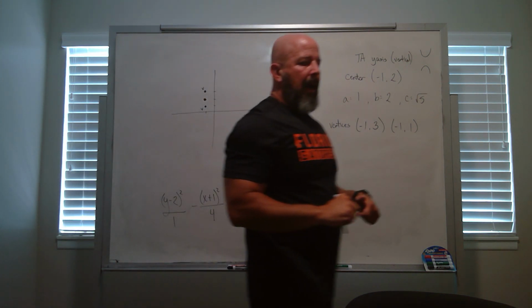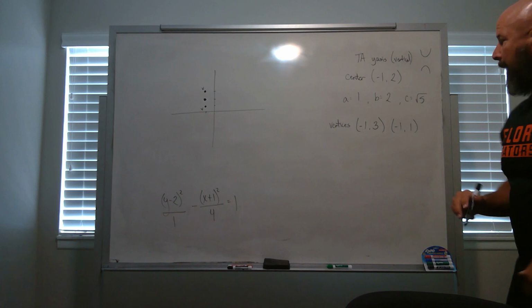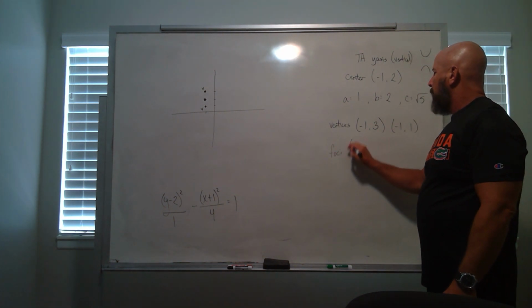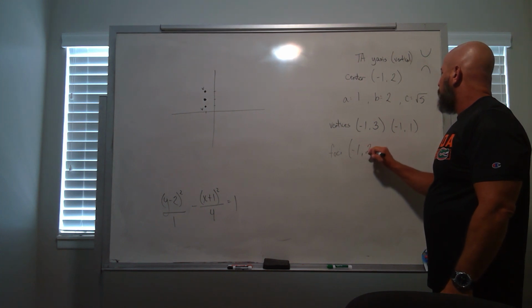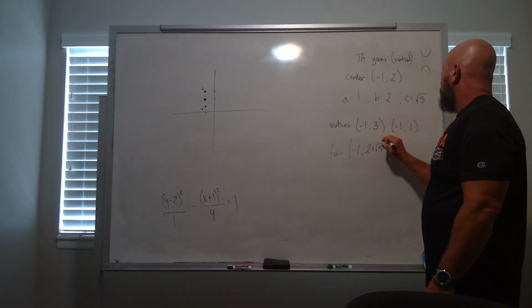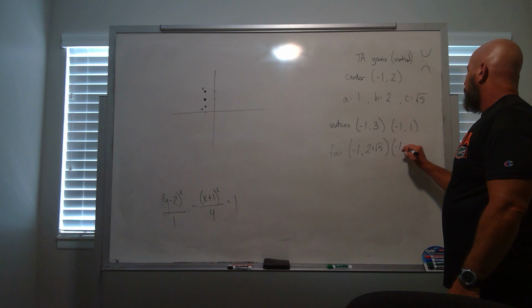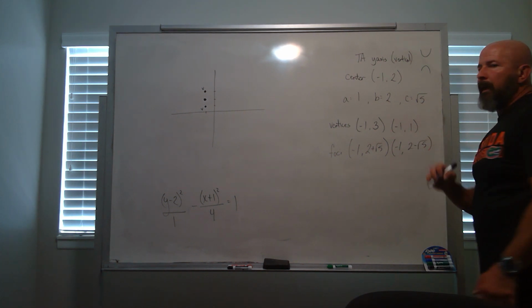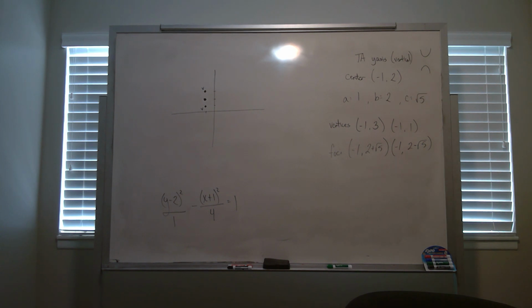Now, if I was asked for the foci, (-1, 2 plus √5), (-1, 2 minus √5). If I don't like the radical, I can certainly put in decimals for that. That's fine. Okay. The asymptotes.